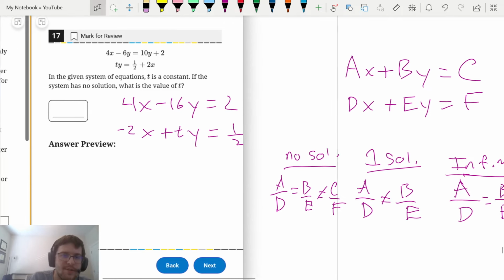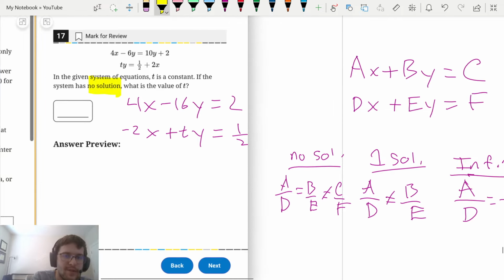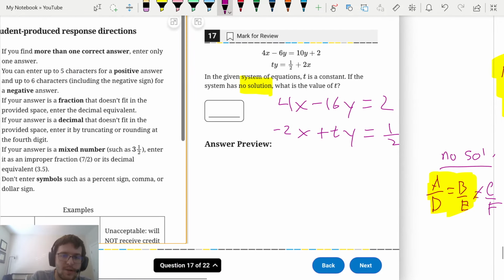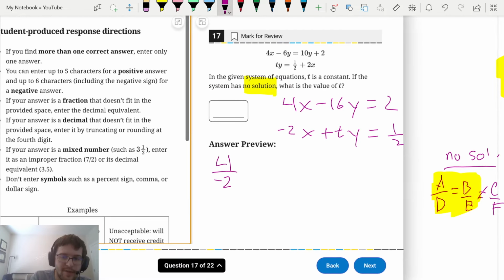So this one says no solution, right? So to solve this question, what I'm going to do is set up a proportion with a over d equals b over e, because that's true for no solution. So 4 over negative 2 equals negative 16 over t. Cross multiply, 4t equals 32. So t equals 8.